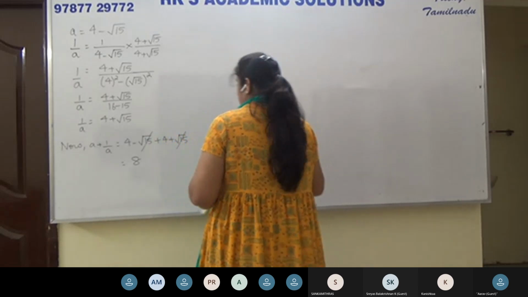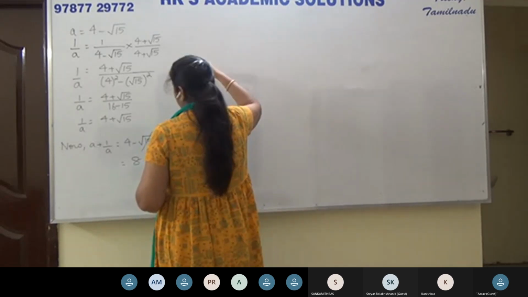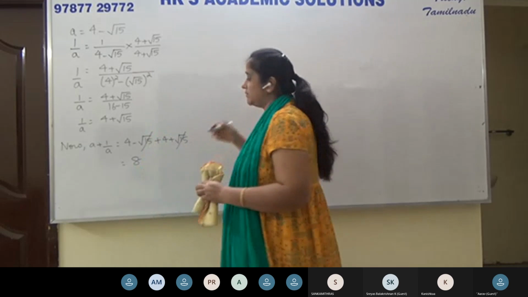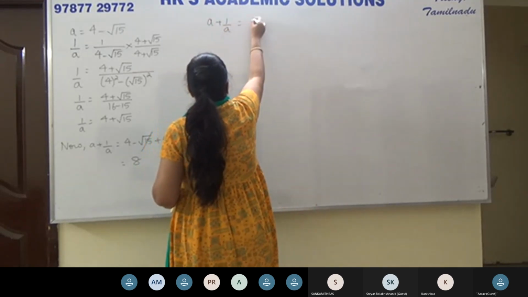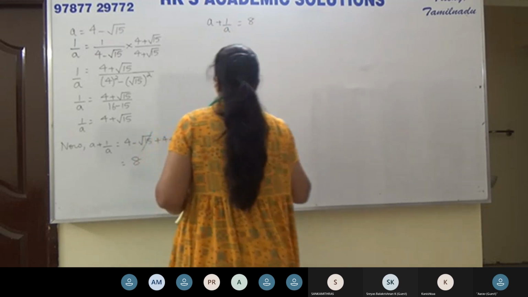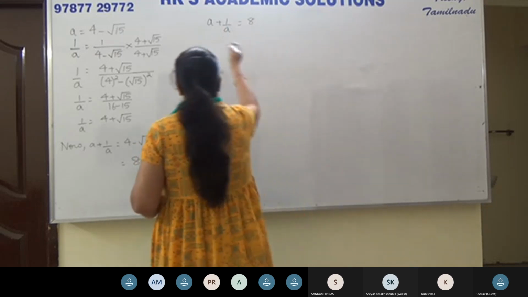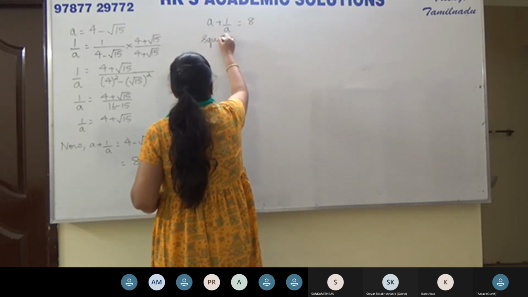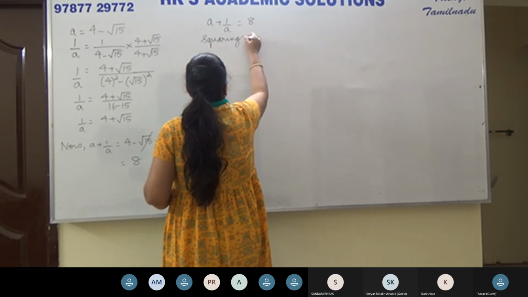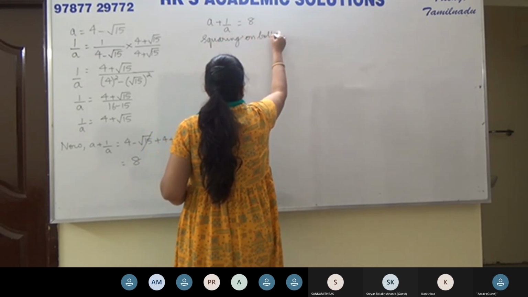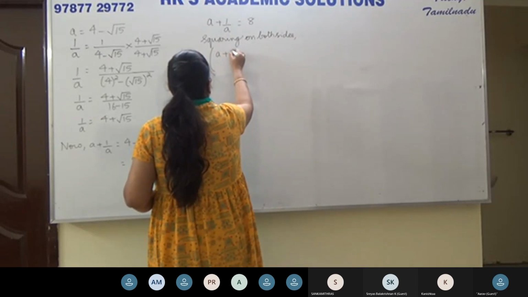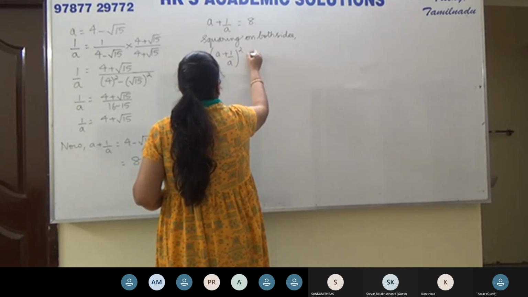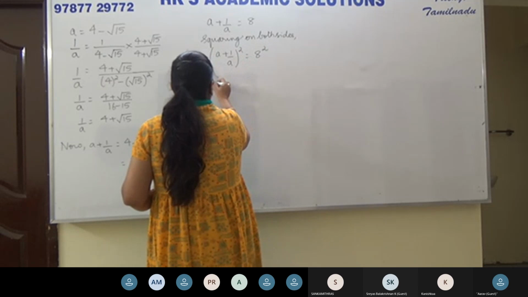Now we'll just see how we can do this using the identity and without the identity. Meaning, now we have a plus 1 by a is equal to 8. So you can also do it like this. We have a plus 1 by a is 8. We can square on both the sides. Squaring on both sides, what do we get? A plus 1 by a, the whole square is equal to 8 square.